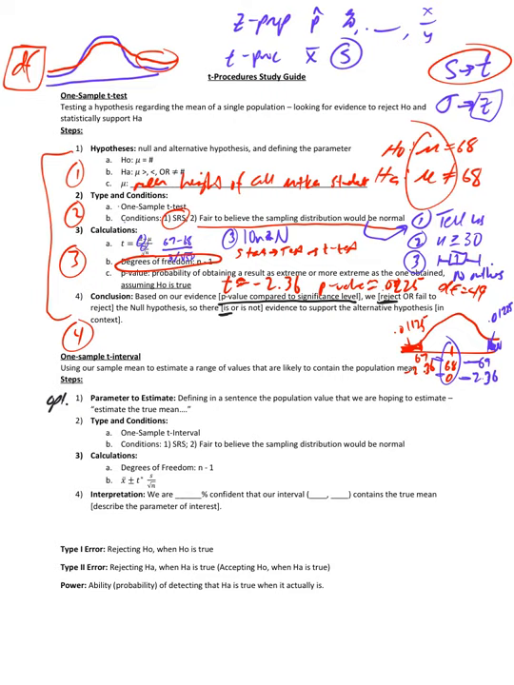So our first point usually comes down in the typing condition, which would be the one sample t interval. The random sample, we'd still verify the same way as we did above.